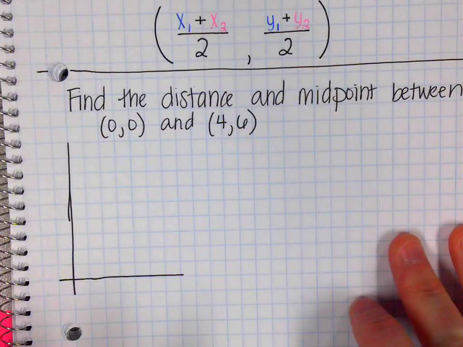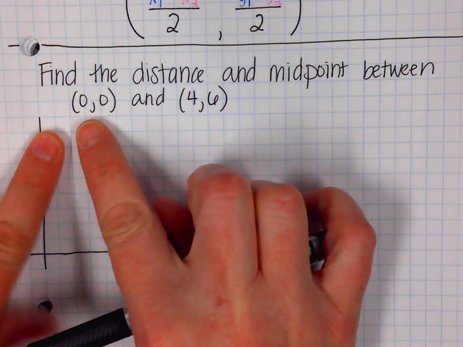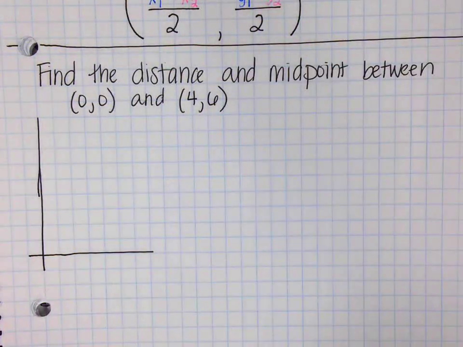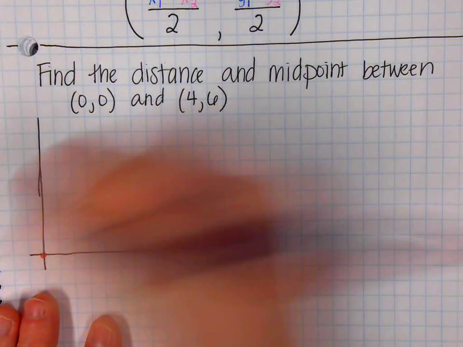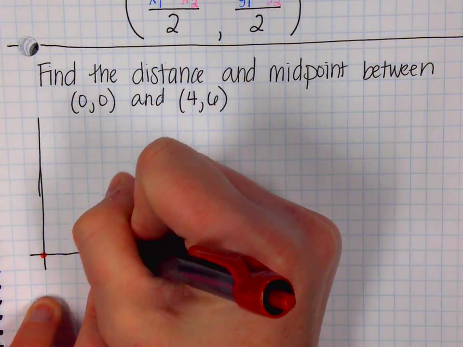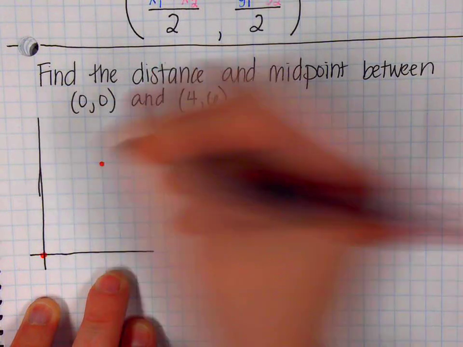Okay, so if I want to find the distance and the midpoint between the point 0, 0 and 4, 6. So we have the point 0, 0, and we have the point at 4, 6. So 1, 2, 3, 4. 1, 2, 3, 4, 5, 6. So we have this point up here.